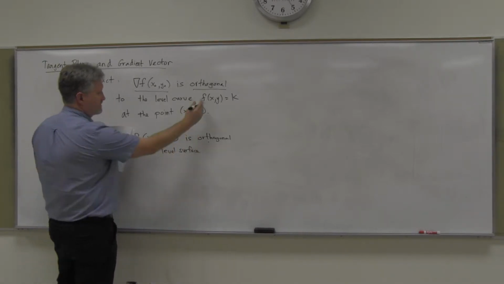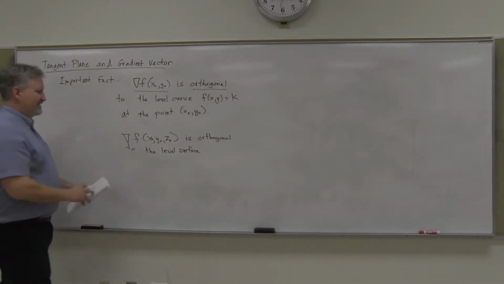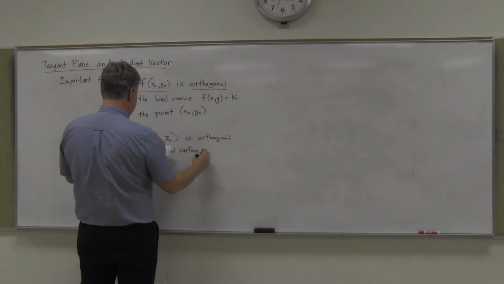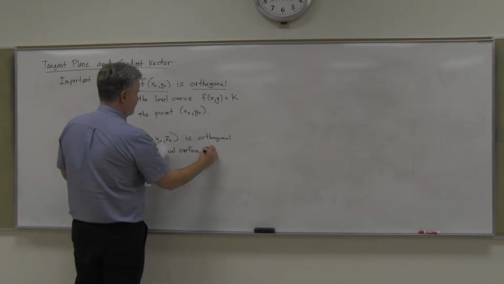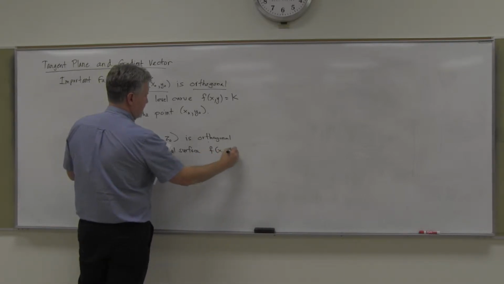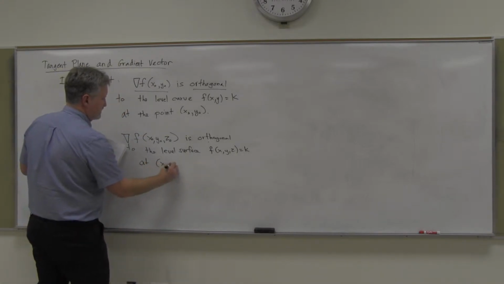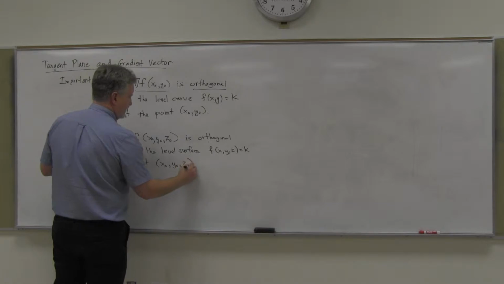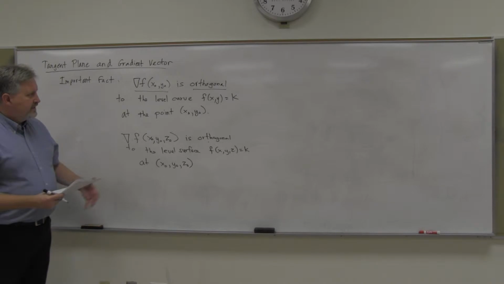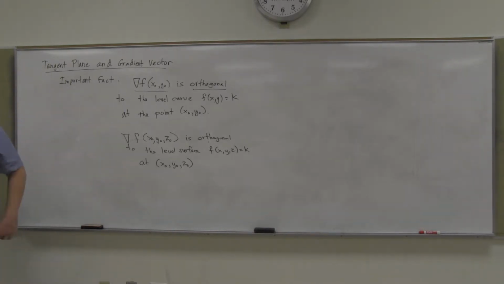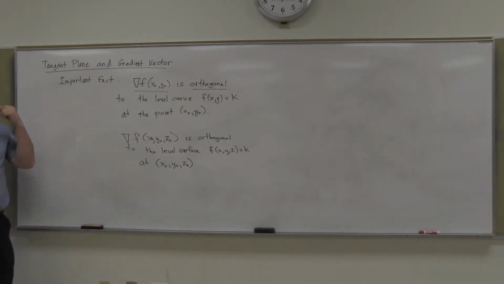We did some level curves, but we didn't get into level surfaces because it's a whole other fun deal. But anyway, the gradient vector is orthogonal to the level surface f of x, y, z equals k at x0, y0, z0. So same sort of relationship. It is orthogonal.